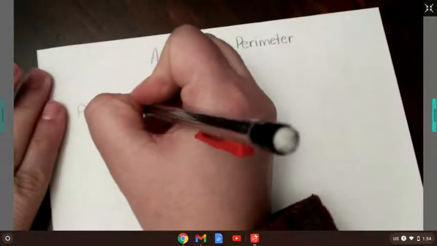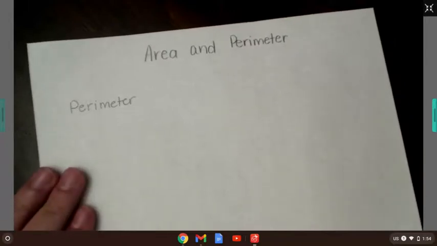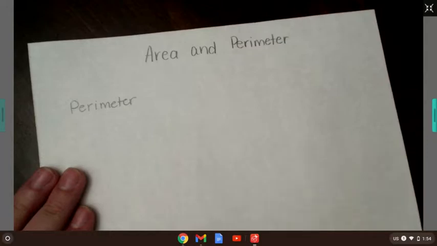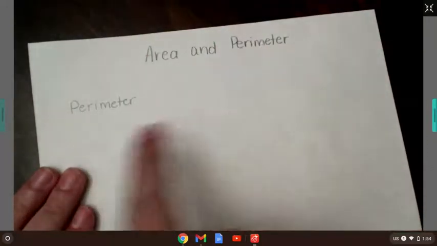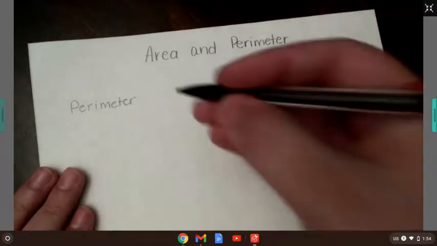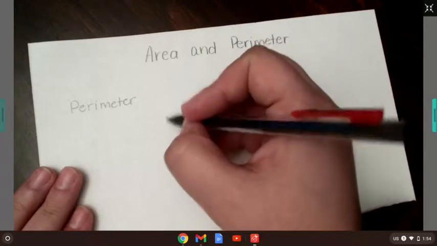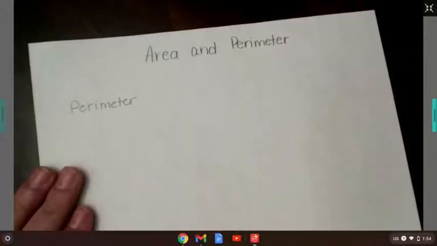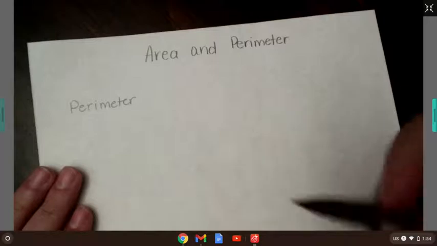Perimeter is the boundary of a shape. What I always do with my kids is I'll have them hold their hand out and say perimeter. It's the outside of a shape, or if you think about it, it's like building a fence. Your fence is the perimeter of maybe your backyard, or maybe think about the perimeter of the school. It's going to be the outside of the school.